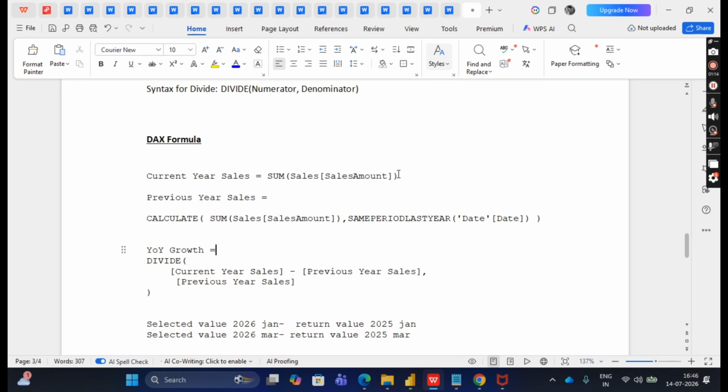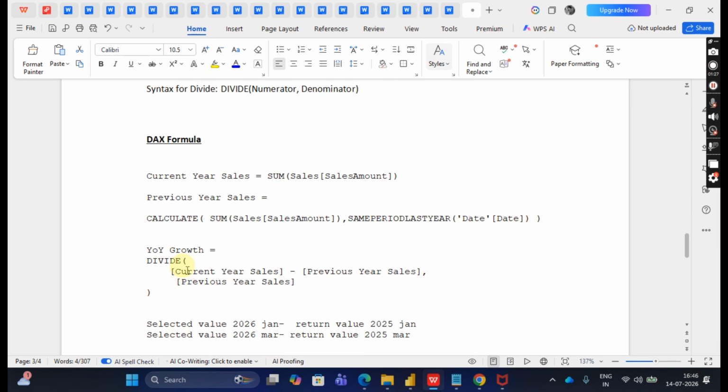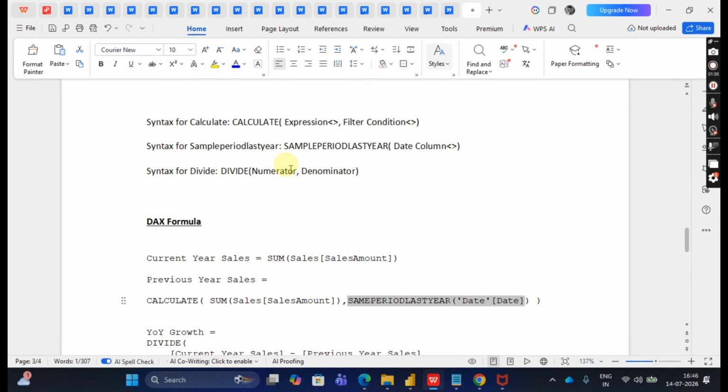Next, we are creating a new measure called previous year sales. CALCULATE evaluates an expression on the basis of a filter condition. Here we are calculating the sum of sales amount. In the filter part, we are using the function SAMEPERIODLASTYEAR of date. This function shifts the current date context by one year.